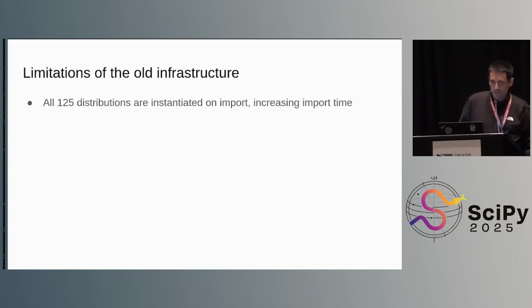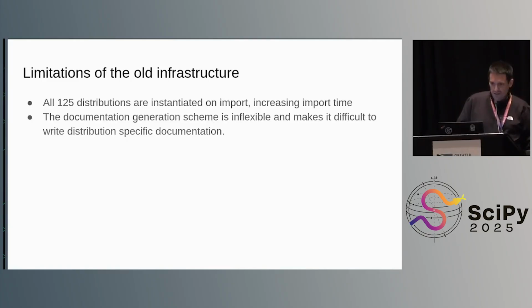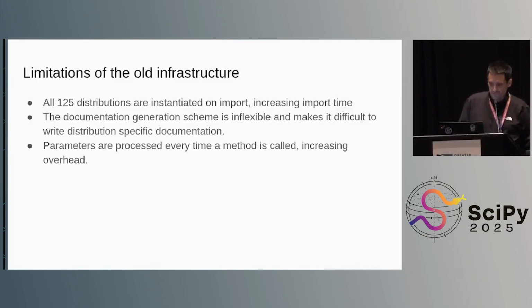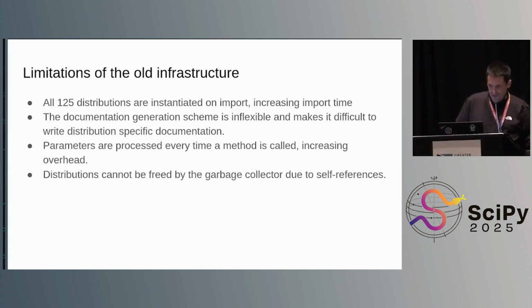Now, because you have both the instantiated distribution objects, which can then be frozen, all these distribution objects are instantiated on import, increasing import time. There's a documentation scheme which is not flexible, and the documentation can't be specific to certain distributions. Parameters are processed every time, even with the frozen distribution, which seems to actually increase overhead. And the distributions cannot be freed by the garbage collector due to self-references.